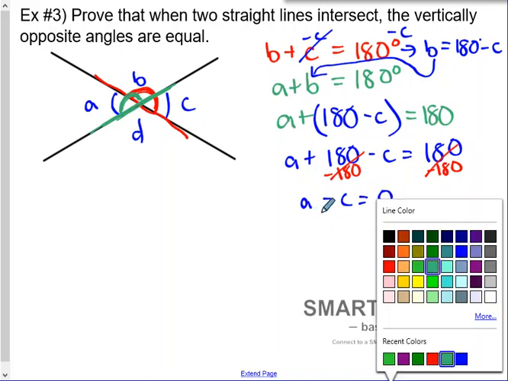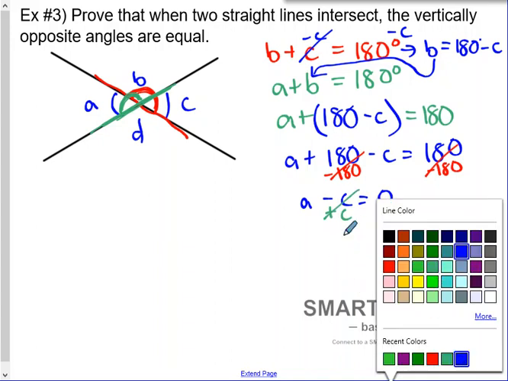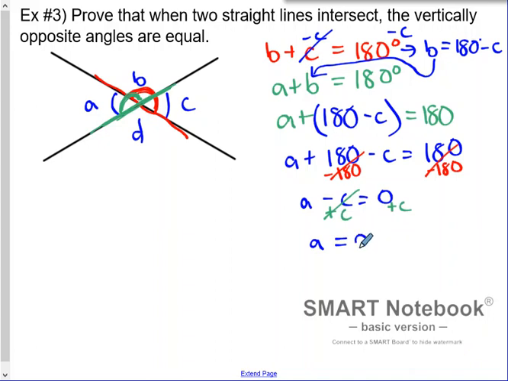Okay, and lastly, solving for A, I want to add C. What I do to one side, I have to do to the other to maintain that equality. So negative C plus C is 0. It is nothing. And I am left with A equals C. Oh, hey, there we go. Lovely. So I see that angle A equals angle C. I have proven that vertically opposite angles are going to be equal.